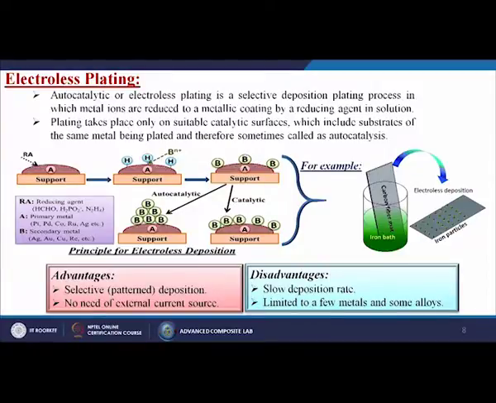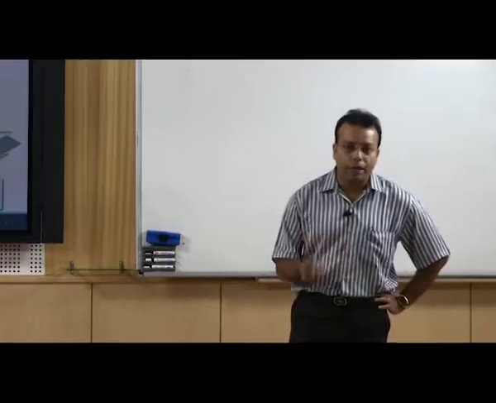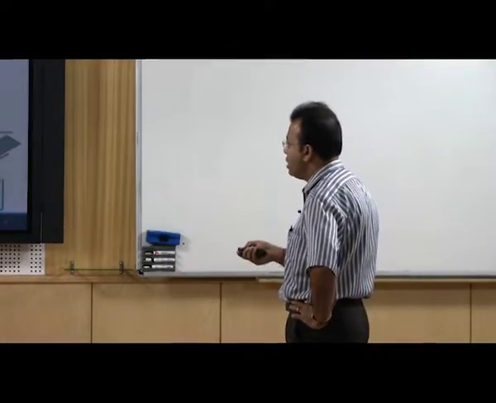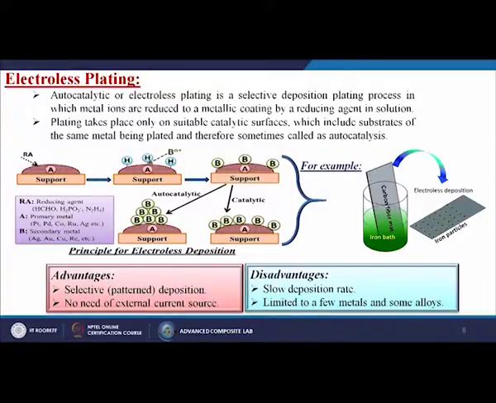In the autocatalytic method, as I have already discussed, the substrate is of the same metal being plated, and therefore it is sometimes called autocatalysis. So, the same material we apply onto that, and for the catalytic method we can use a different metal also. So, what are the advantages? Generally selective pattern deposition can be done, and there is no need of an external current source, as already discussed.